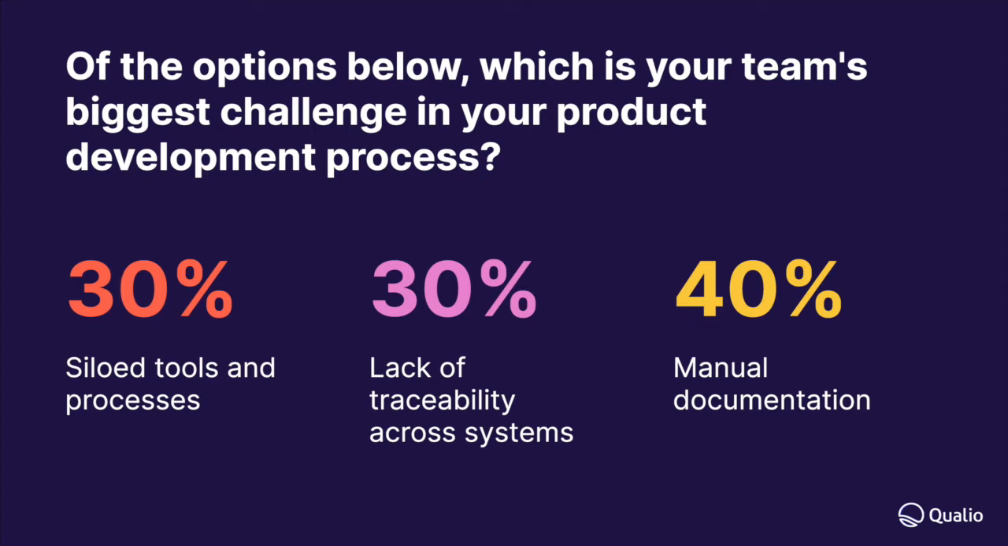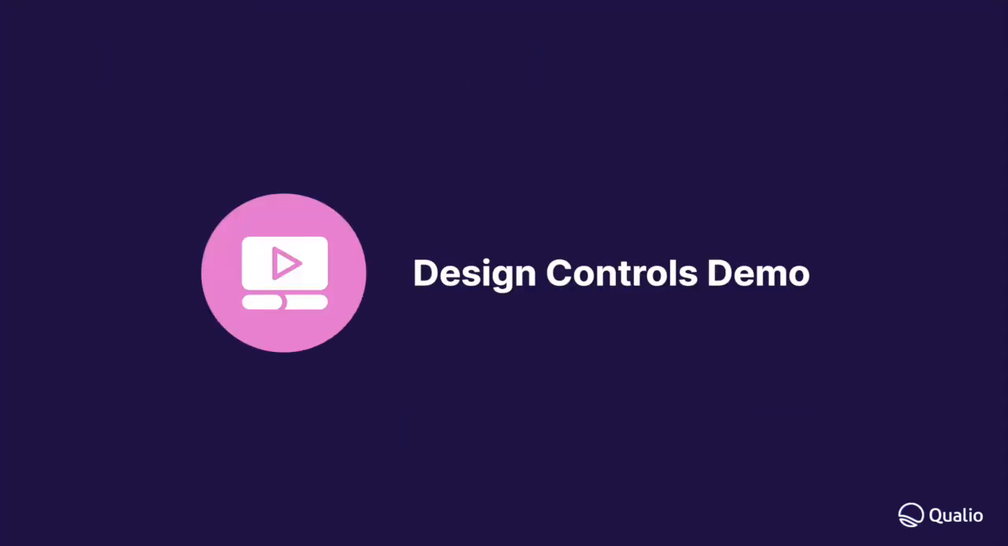Actually, the breakdown is incredibly even in a way. 30% voted for siloed tools and processes, 30% voted for lack of traceability across systems, and then 40% voted for manual documentation. And so all of you will be very happy with what we have to demonstrate to you today, because design controls is built specifically to address these 3 challenges. And so we can now launch into our design controls demo. And thank you so much for participating in the poll.